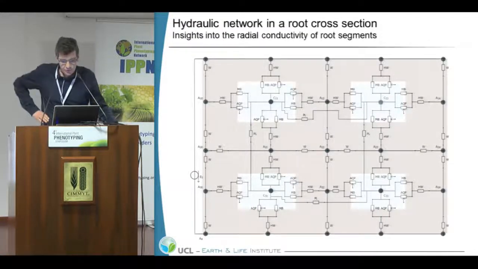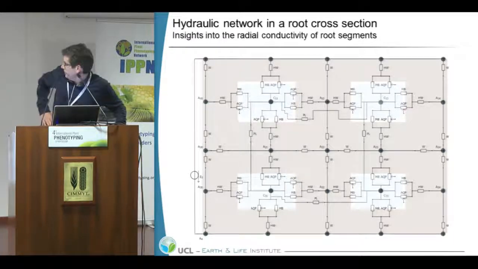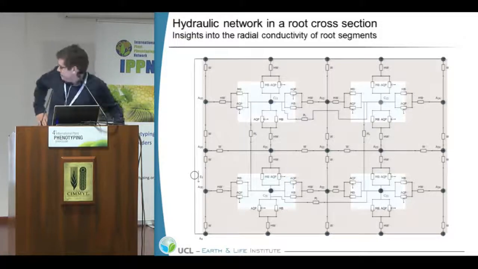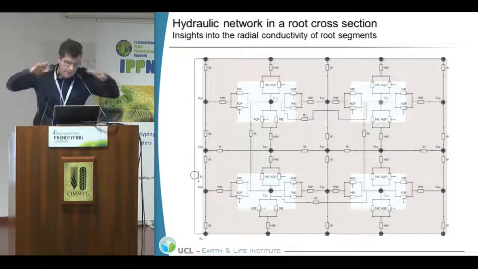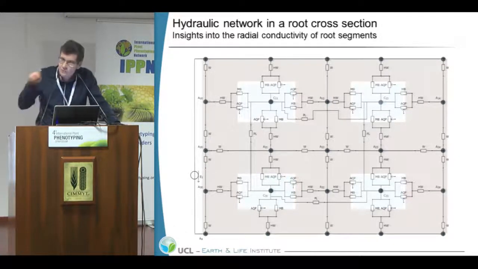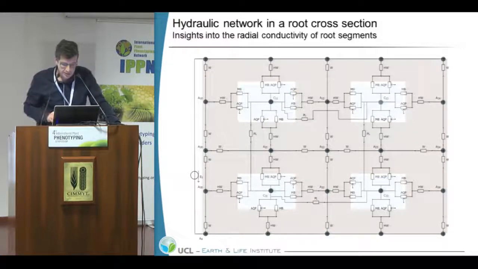So this leads to this type of model where 4 different cells are shown: in gray the cell wall, in light blue the vacuole and the inside of the cell, and all the different pathways through plasmodesmata, through the cell wall, through the membranes are actually simulated. So this is just with 4 cells.